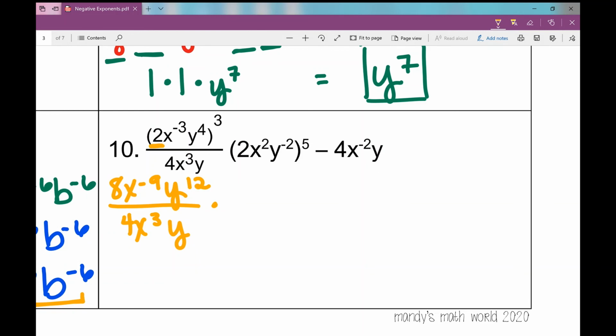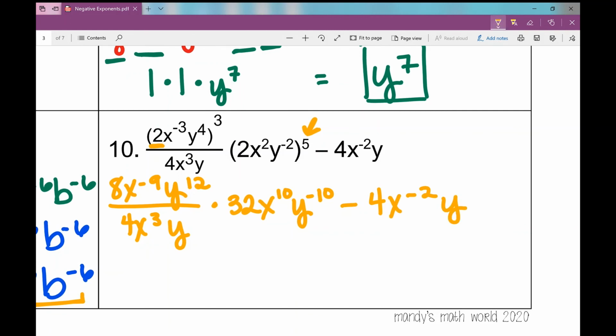So what do I do over here? Again, everything is being raised to the power of 5. So I need to apply my power rule so I can get rid of these parentheses. So the first thing that happens is 2 is getting raised to the power of 5. What do I get? 32. Then I can apply my power rule to these variables and their exponents. So times x to the power of 2 times 5 is 10. Y to the power of negative 2 times 5 is negative 10. Okay, minus 4x to the negative second power y.